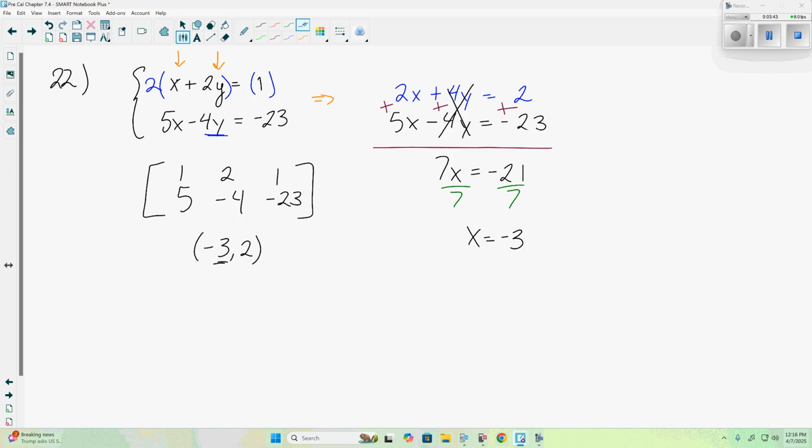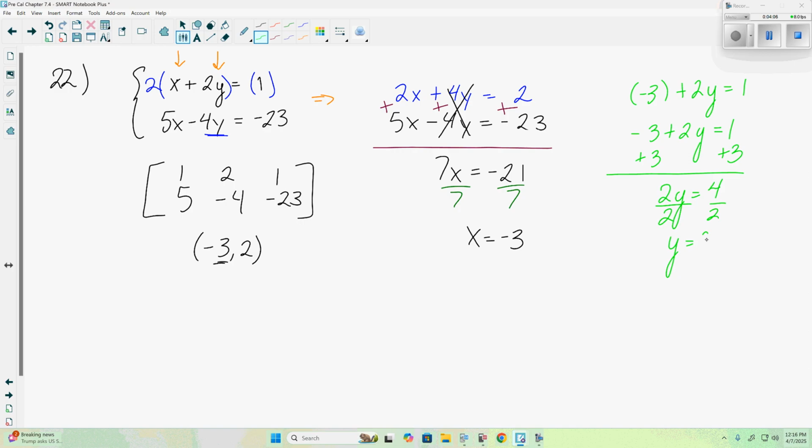Now we can take this and plug it back in. We can take the original top equation, x, so negative 3, plus 2y is equal to 1. So negative 3 plus 2y is 1. We'd add 3 to both sides, telling us 2y is equal to 4. Divide by 2, telling us y is equal to 2. And that's it. Negative 3, 2.